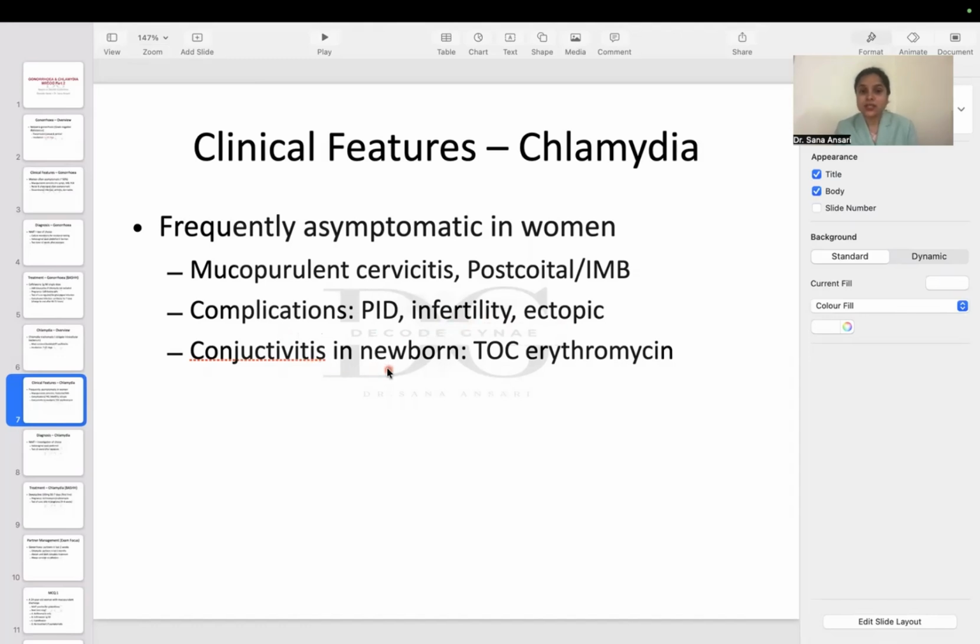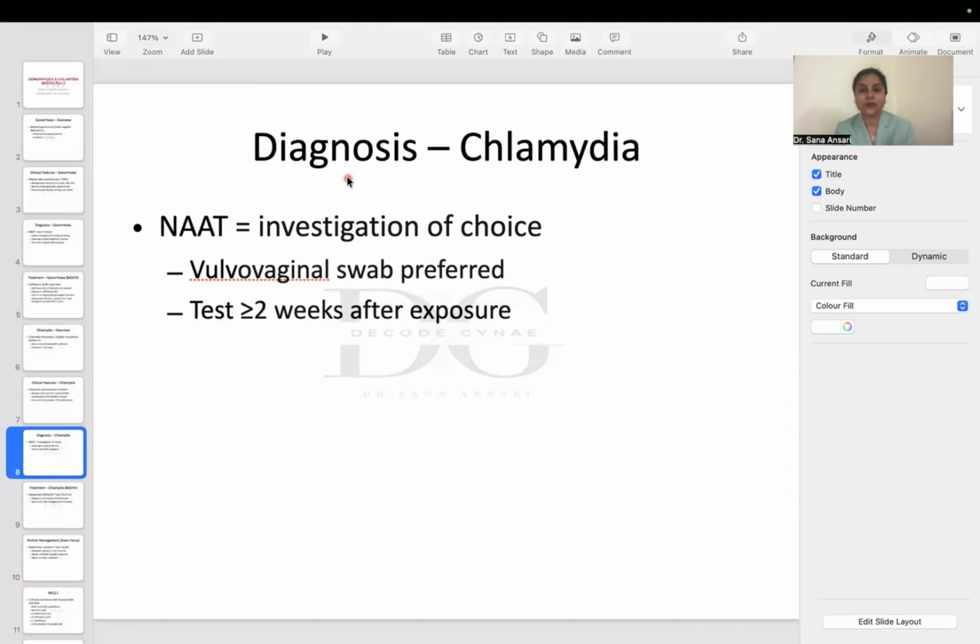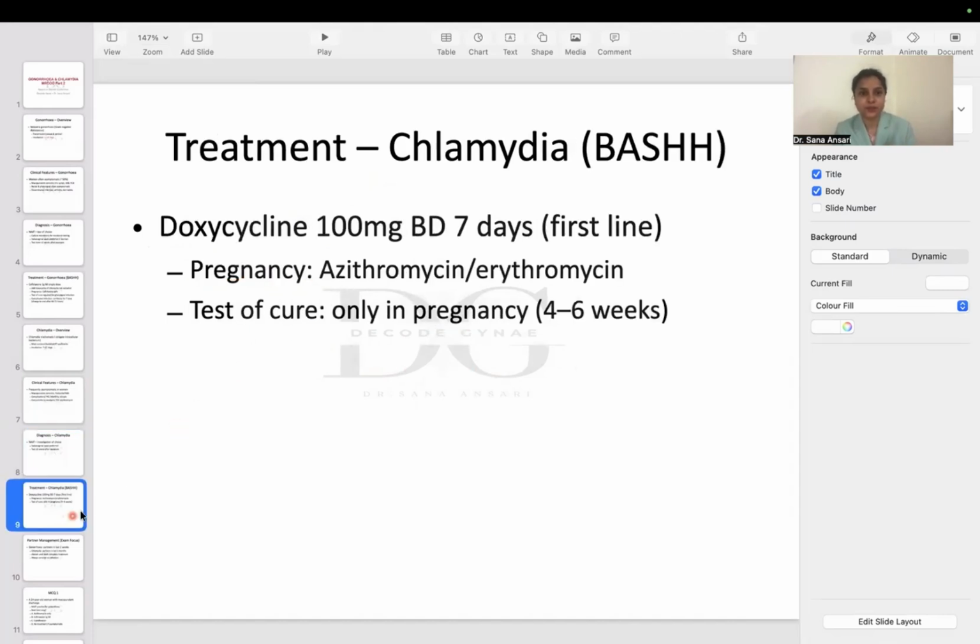Conjunctivitis in newborn, this is very important. The treatment of choice is erythromycin. How do we diagnose? Again, similar to gonorrhea, nucleic acid amplification testing is the investigation of choice. Vulvovaginal swab is preferred. This is also similar to gonorrhea and test is done after 2 weeks of exposure.